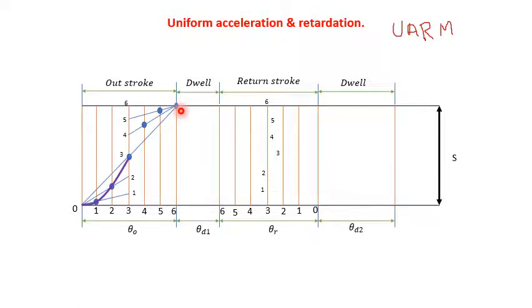Then we have to join these points using smooth curves. Now in the return stroke also we have to repeat the same procedure. So from this corner we have to draw the 3 lines to the 3 divisions. So first one, second one and third one. The first line is for the fifth division, the second line for the fourth division, and the third line for the third division from this corner, right?